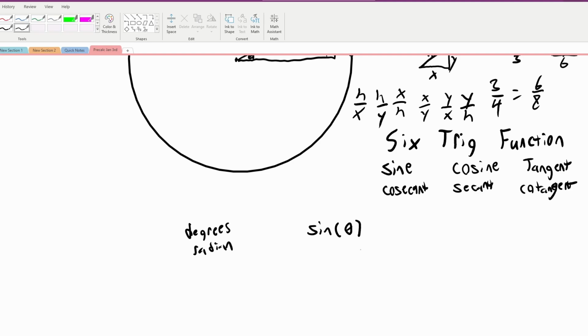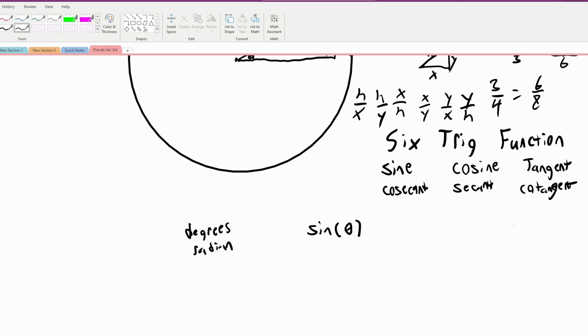Now, when you're inputting it in degrees or radians on a calculator, the calculator will not know which one you want to use. So if you're using a TI-84, you need to press the mode button and check to make sure it's in the unit you want to input. So if you want to use degrees, make sure it says degrees. Radians, make sure it says radians.